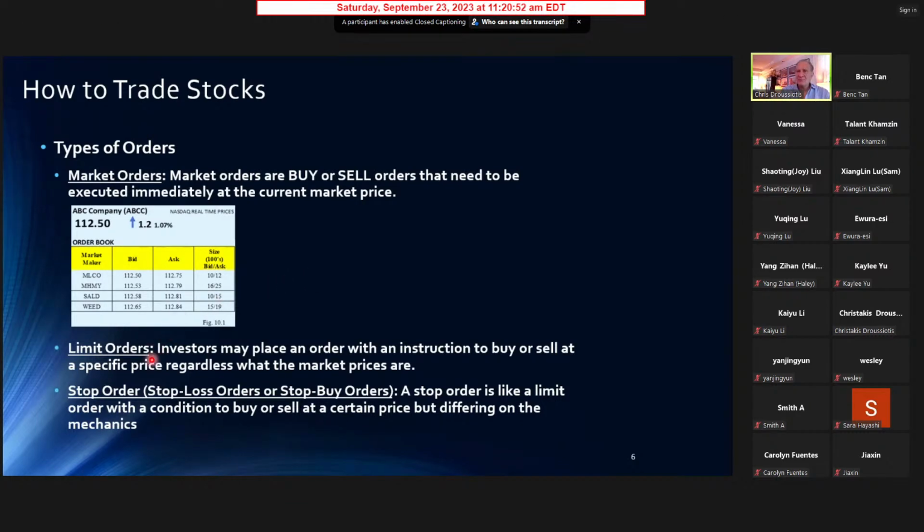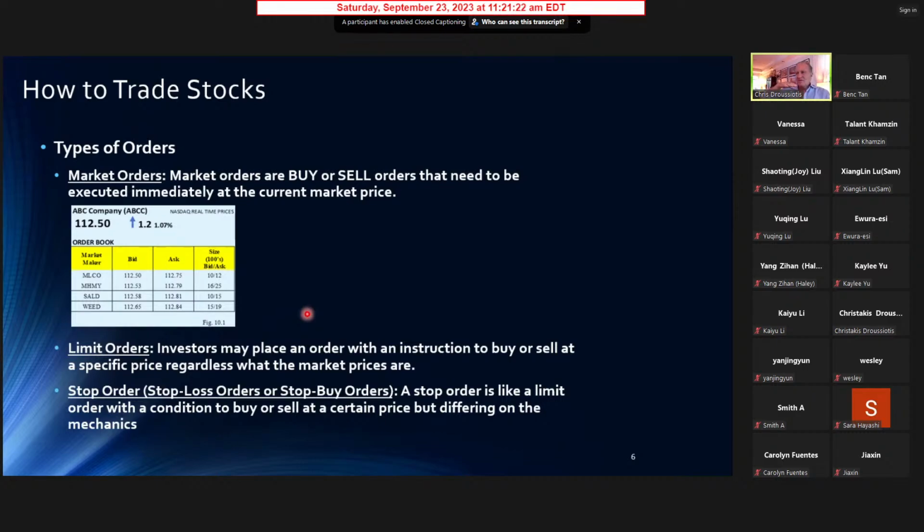The other type of order is called the limit order. A limit order is when you call your broker and say, I want to buy Starbucks at $95, but Starbucks is at 97 right now. Well, when it goes to 95, buy it, basically. If you can buy at 95, I want 95. So they put the order in at 95.